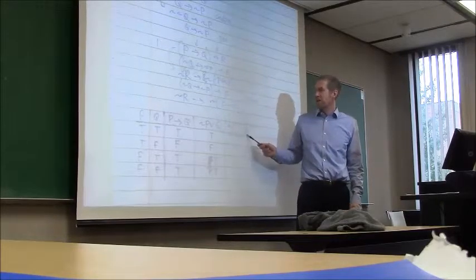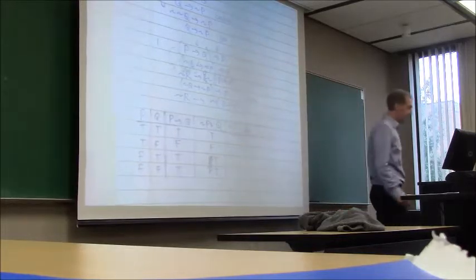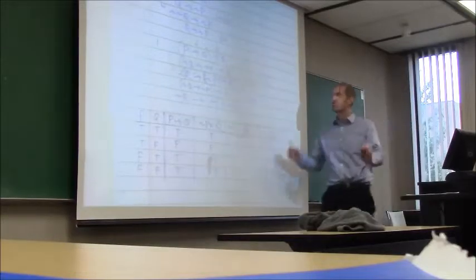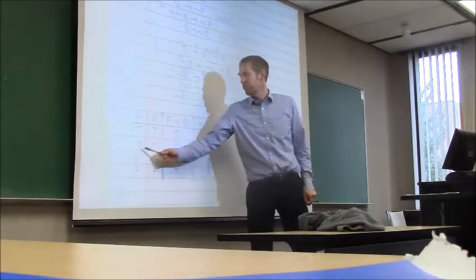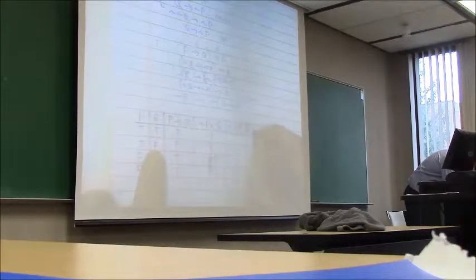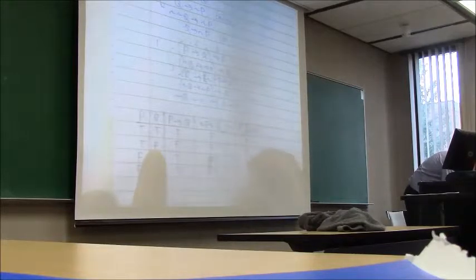What conjunction is true when P is true and Q is false? P and not Q. Because P we keep the same because it's already true, and then we want something that is true when Q is false. Well, that's not Q. So that's going to be false, true, false, false. And then when we negate it, it's going to be the opposite: true, false, true, true.